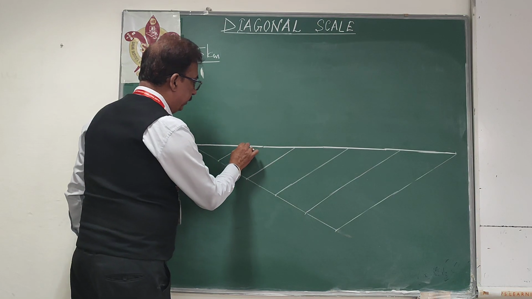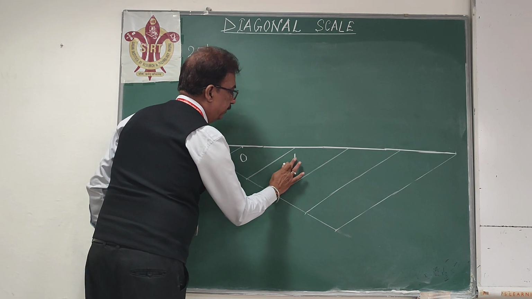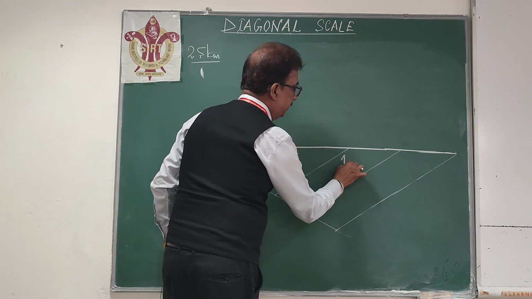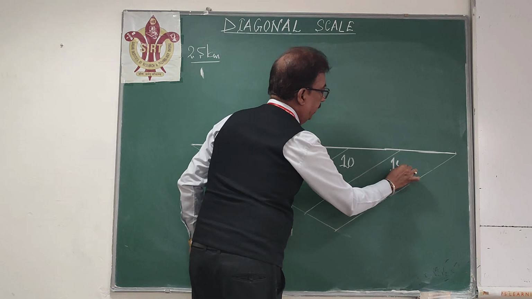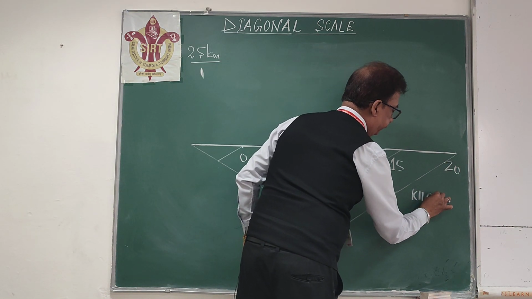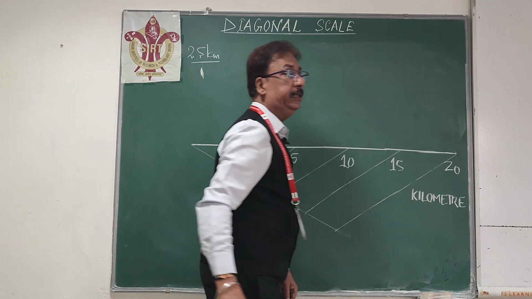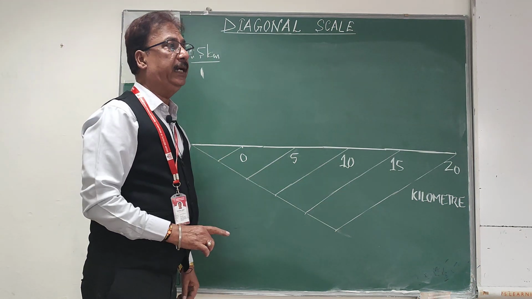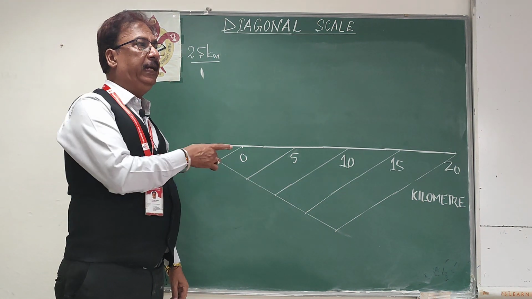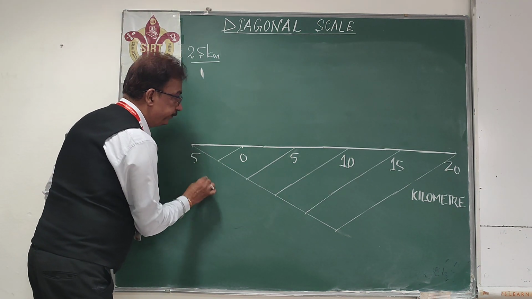Now if you remember, our first part will be 0, so this will be 0, then as this is 25, so this will be 5, this is 10, this is 15, and this is 20 kilometer. So the main unit for this scale will be actually 5 kilometer. That is not mentioned in the problem, but if you understand 25 kilometer, we want to go for a diagonal scale. So initially we will get a unit of 5 kilometer. This last one is also 5 kilometer.